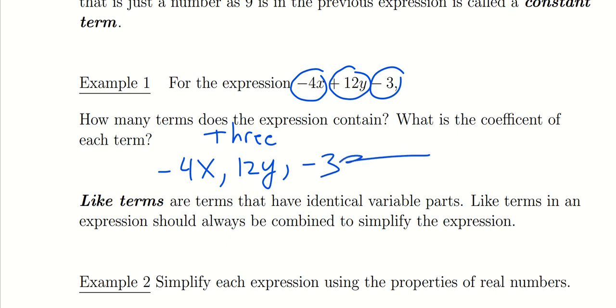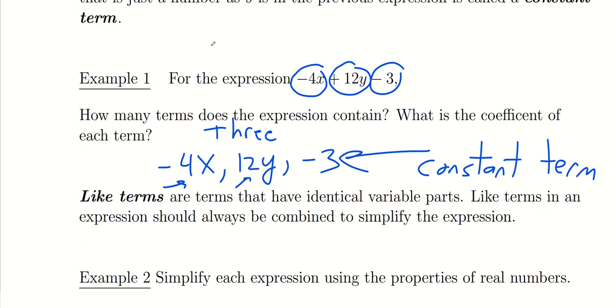This last term we are going to refer to as a constant term. So if the term does not have any variable attached to it, it's referred to as the constant term. Our other 2 terms in this expression would be an x term and a y term. We already explained that the coefficient of the x term is negative 4, and the coefficient of the y term would be positive 12.